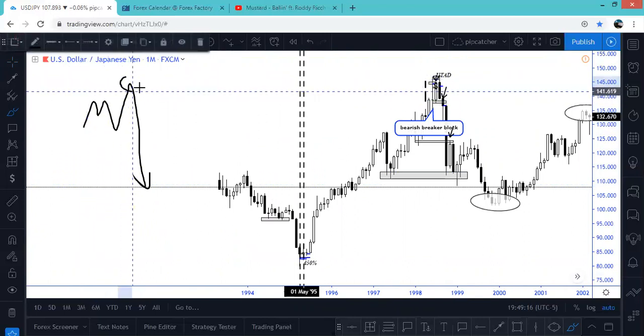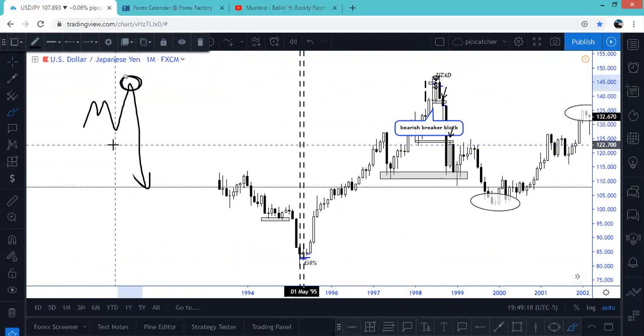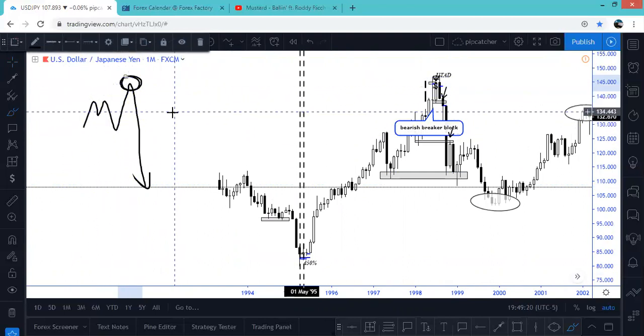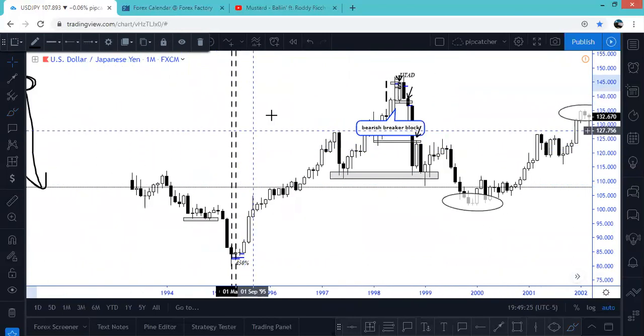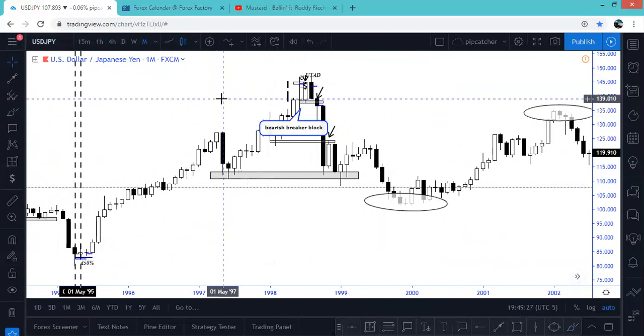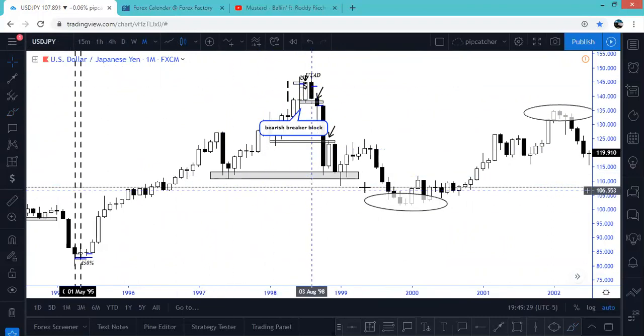This is the manipulation that banks do. That's what banks do. They manipulate price for a reason. That's how they make their money. This is a business for them as well. So that's how they make their money.